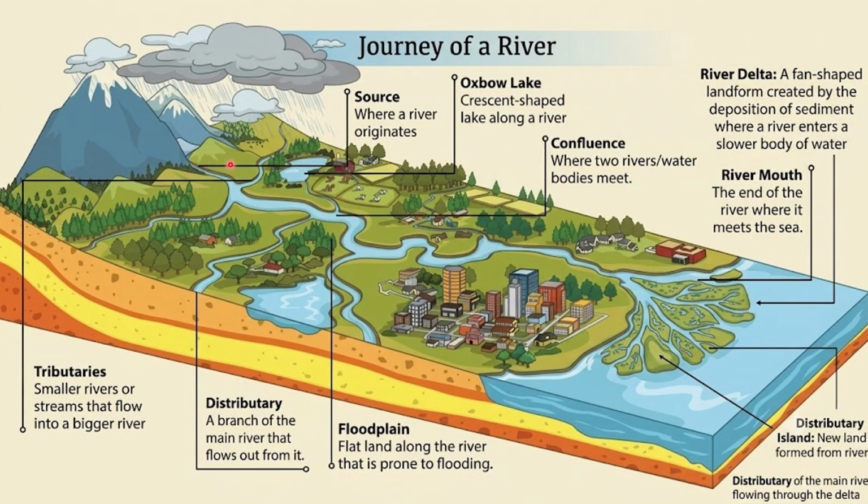What is this? It's a source where a river originates. Then what happens? It forms, and many other small rivers also join this big river. They are called tributaries. Tributaries means small rivers or streams that flow into a big river.